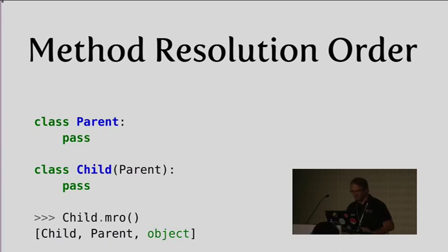So if the attribute is defined on child, it would be returned from the child. If it's not on the child, Python looks in parent. If it's not there, Python looks in the universal superclass.